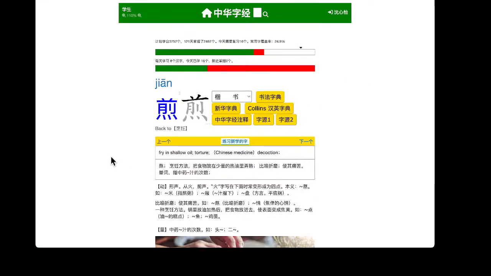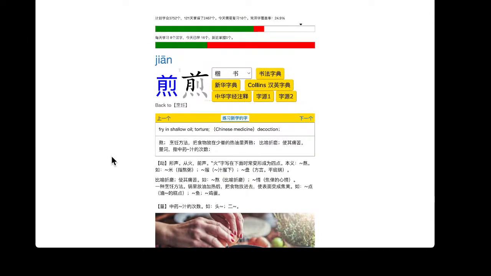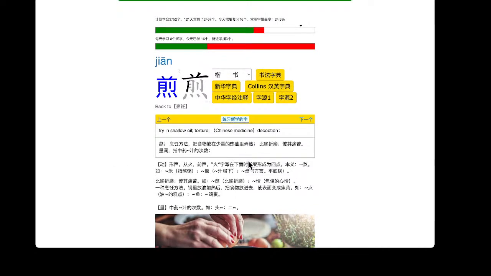煎 is a way of cooking. This way of cooking is you put some oil, not a lot, usually just covering the bottom of the pan, and then you heat the oil very hot, and then you put the food in. So when you cook it, the outside of the food becomes kind of burned, but inside the food is tender. So that's this particular way of cooking. It's called 煎.